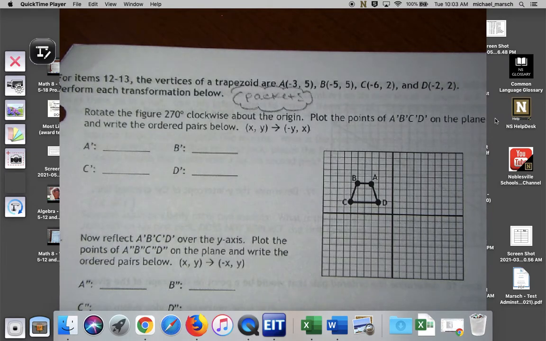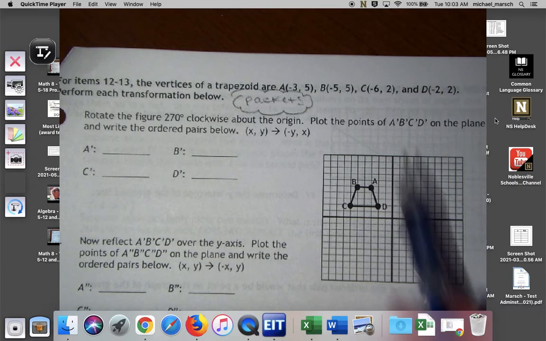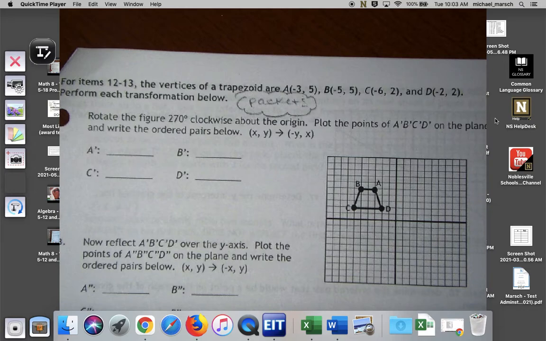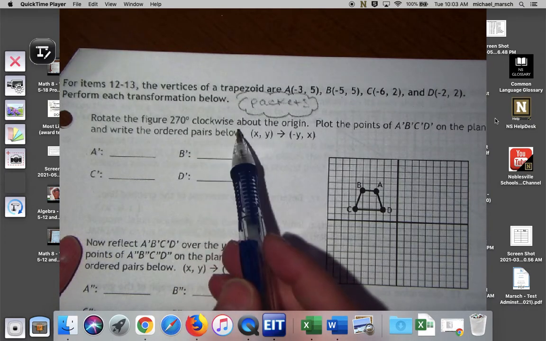Transformations. You guys love transformations, right? So we have this trapezoid here. We have the ordered pairs of the trapezoid. We're going to do the transformations. They want us to rotate 270 degrees clockwise about the origin.